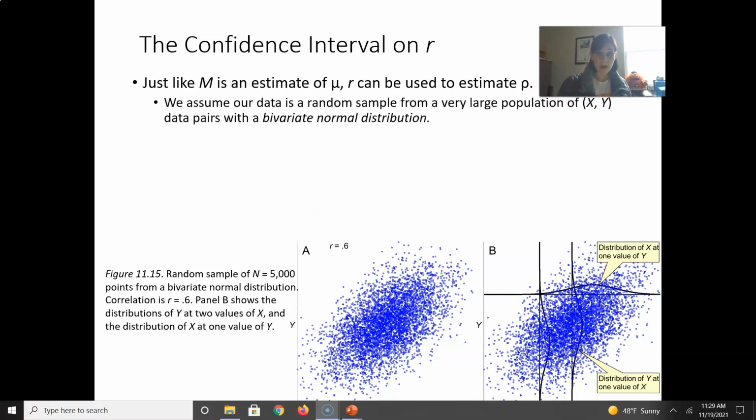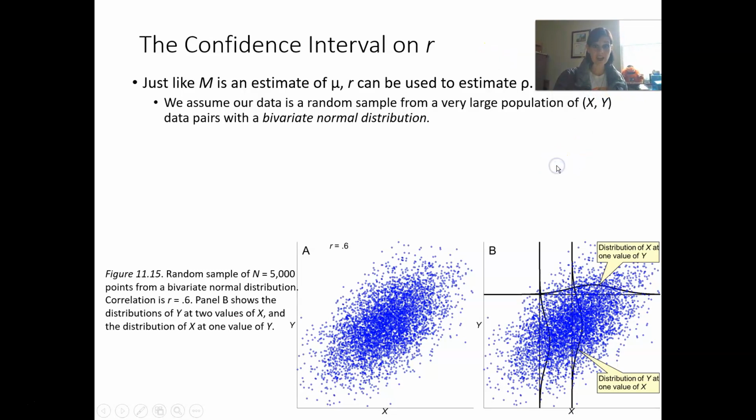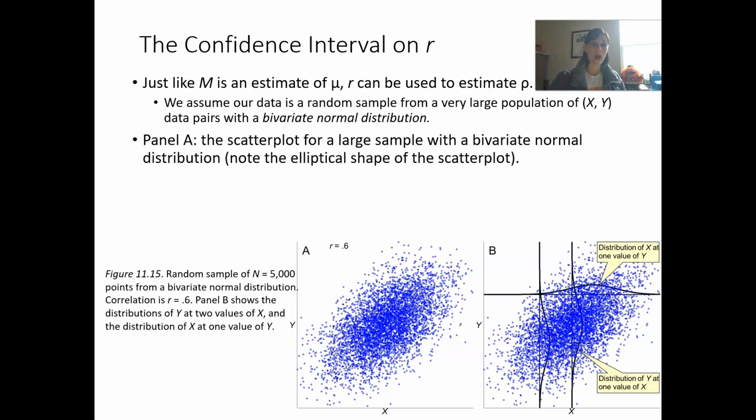So we have to have a couple of different assumptions here. So first of all, we need to assume that our data comes from a random sample from a large population of XY data pairs. Now here's what's really critical. X and Y both need to be normally distributed. So this is what we call a bivariate normal distribution. Bivariate here means that we have two different variables. We have X and we have Y.